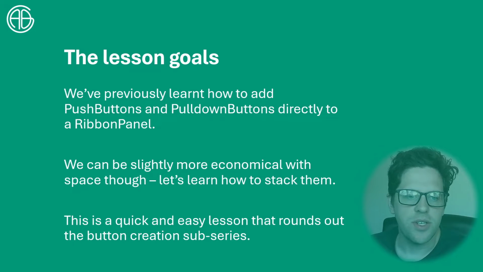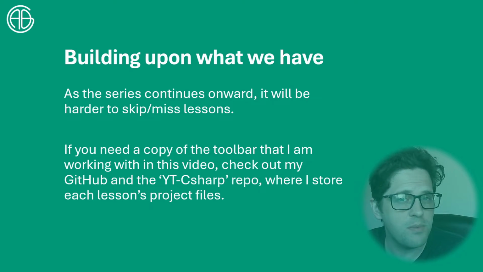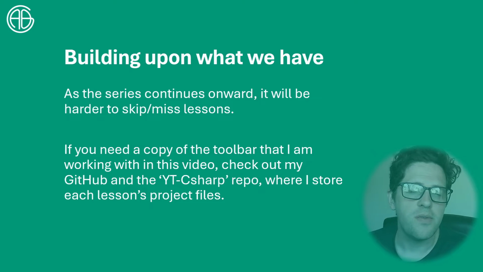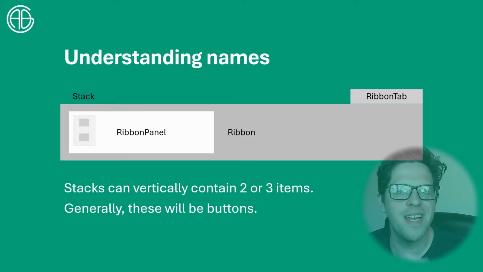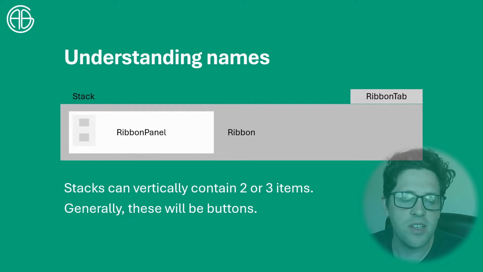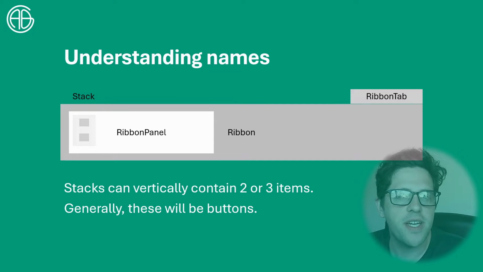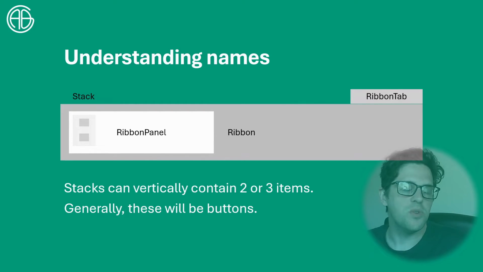So in this case we're going to look at a new technique, but we're building upon what we already have. If you don't have access to a toolbar, maybe check out the one on GitHub that I'm sharing lesson by lesson. If not, hopefully you're building your own. Again, expanding on the names of objects, in this case we're looking at stacked items, or a stack as a lot of people call them, and they can vertically contain 2 or 3 items in a smaller space, effectively the same space you would use up for a typical push button.